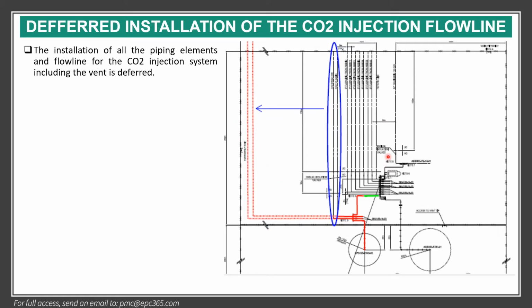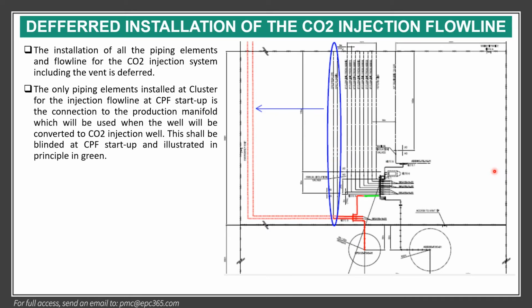So at the beginning, this is in the cluster, and then the installation of all pipe elements and flow lines for the cylinder injection system, including the vent. The vent is deferred, so this too is deferred for a later stage. And the only piping element installed at the cluster for the injection flow line at CPS startup is the connection to the production manifold here, which will be used when the well is converted to a CO2 injection well. This shall be blinded at CPF startup and is illustrated in green here. So the only pipe here was this one.